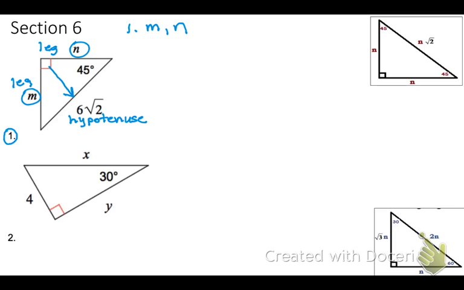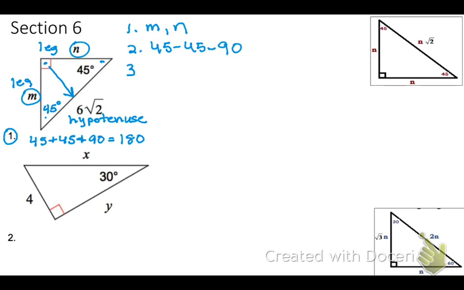We also know that this angle here is 90 degrees. This angle here is 45 degrees. So we know that this angle down here is also equal to 45 degrees because 45 plus 45 plus 90 is equal to 180, and the inner angles of any triangle have to add up to 180. So we're working with a 45, 45, 90 triangle. That's our special triangle.